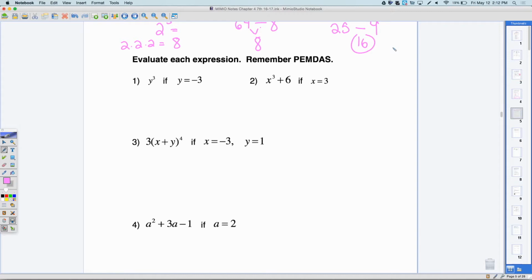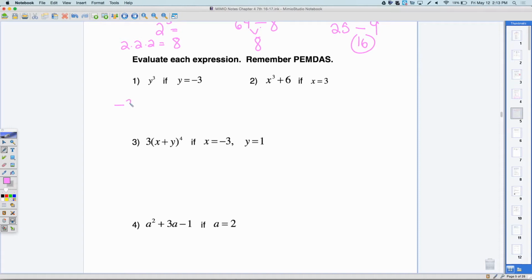Evaluate each expression, remember PEMDAS. So we are substituting in for the value of the variable and then solving by using the order of operations. So for the first example, we're substituting in -3 in for y. Since it's negative, keep it in parentheses.